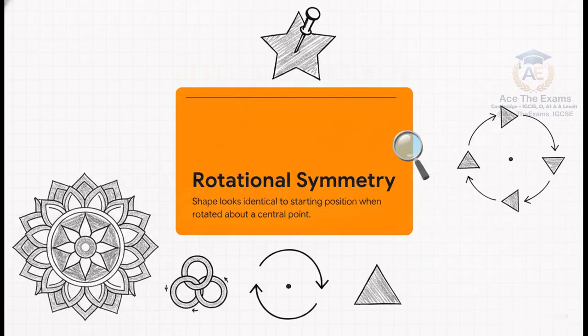I want you to imagine a pin stuck directly into the dead center of the shape on a flat piece of paper. As you spin the paper around that pin for one full 360-degree revolution, you're just counting the number of times the shape perfectly matches its original outline. That count? That's what we call the order of rotational symmetry.